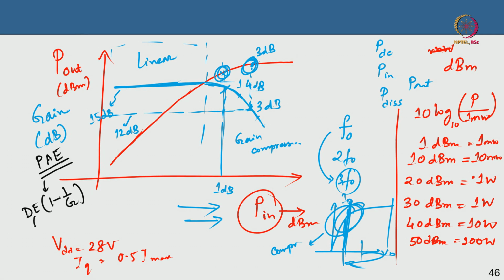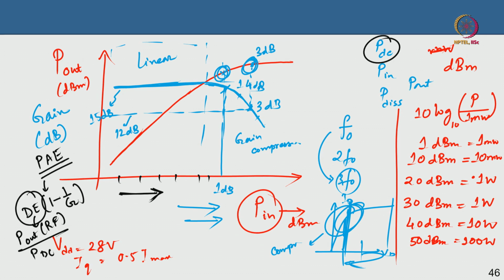Now, what is drain efficiency? Drain efficiency is nothing but the output RF power you are getting divided by the DC power that you are supplying. Some DC power you are constantly supplying, irrespective of where you are on this, your DC power is constant. You are increasing the input RF power in this direction, so your output power is also increasing, and that is why this drain efficiency is increasing. You see my point? The drain efficiency is output RF power divided by the DC power you are supplying.